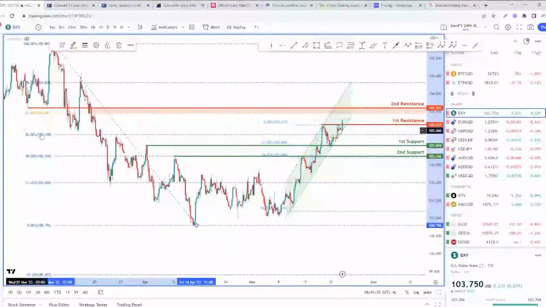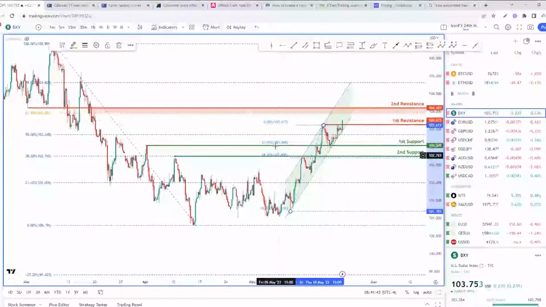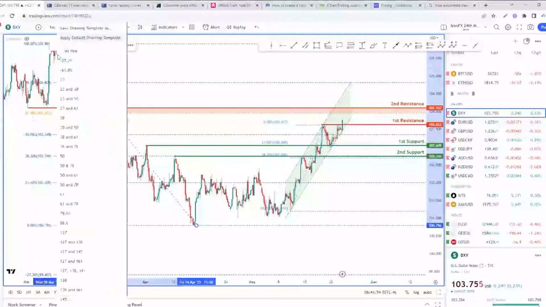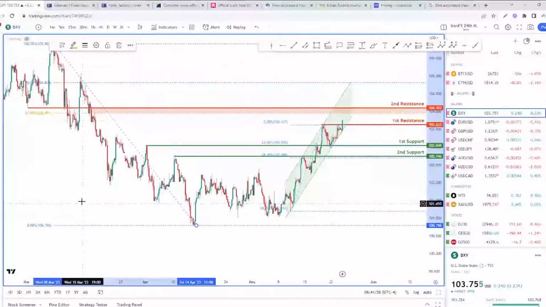So it broke through the 50% retracement very easily, and then it started respecting these retracement levels here, right? 23 and 38%. So now the next level that has not been broken on this Fibonacci retracement is the 61.8%, right? So now I'm just going to remove all the others and just put 61 and 78%.